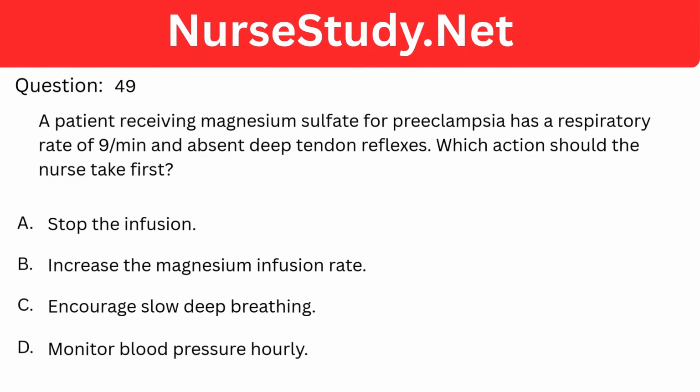Question 49. A patient receiving magnesium sulfate for preeclampsia has a respiratory rate of 9 per minute and absent deep tendon reflexes. Which action should the nurse take first? A. Stop the infusion. B. Increase the magnesium infusion rate. C. Encourage slow, deep breathing. D. Monitor blood pressure hourly.